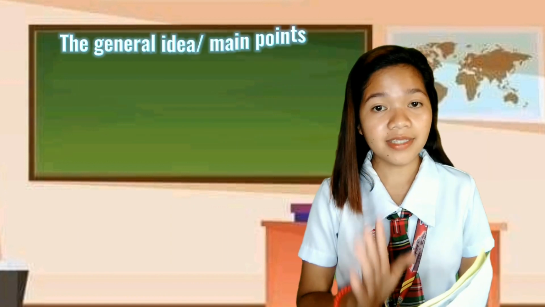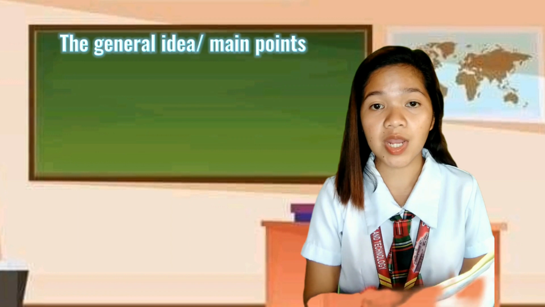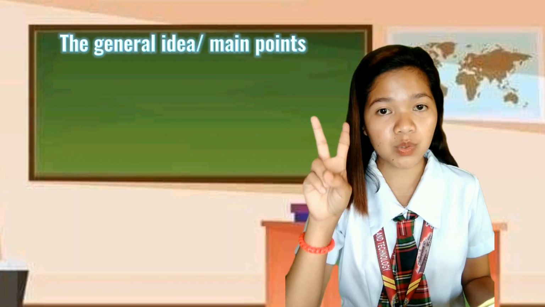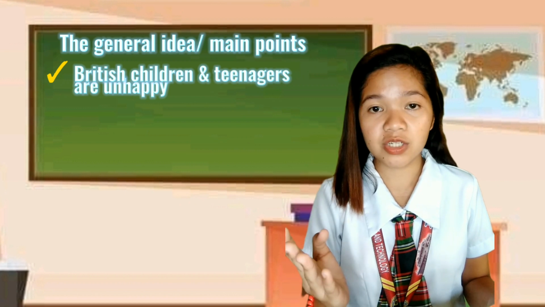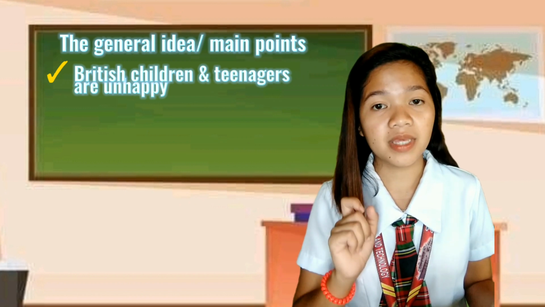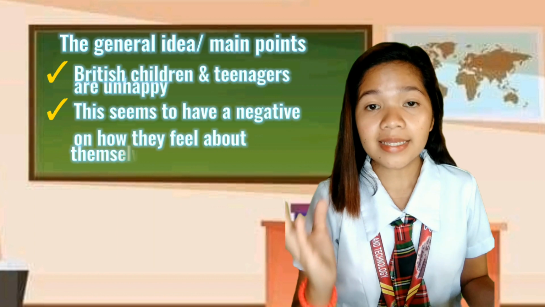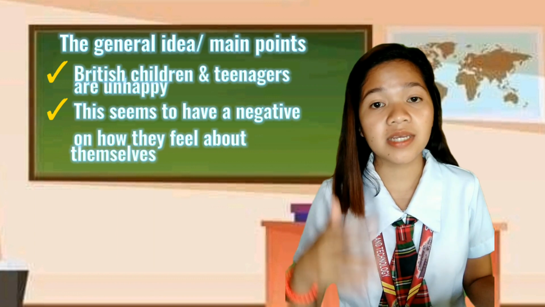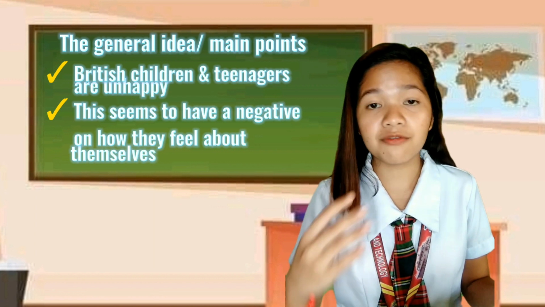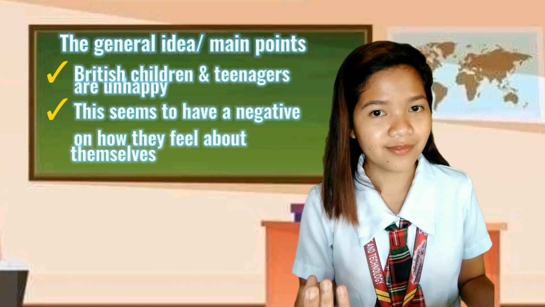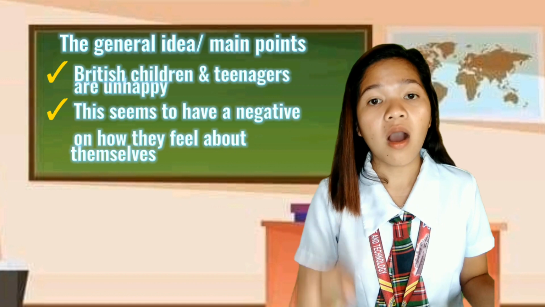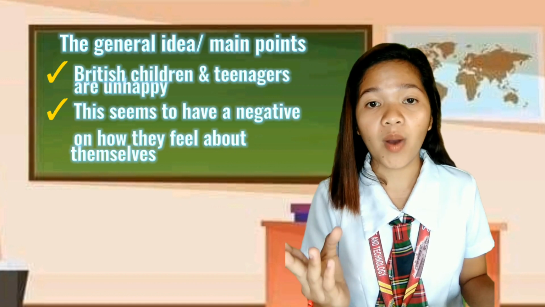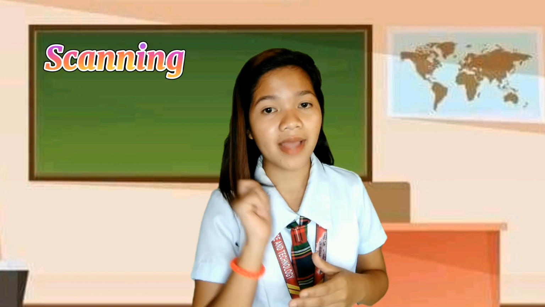The general idea or main points here are two. 1. The British children and teenagers who are unhappy. 2. This seems to have a negative effect on how they feel about themselves. Okay? Those two are the general or main points of the text. Another technique is scanning.